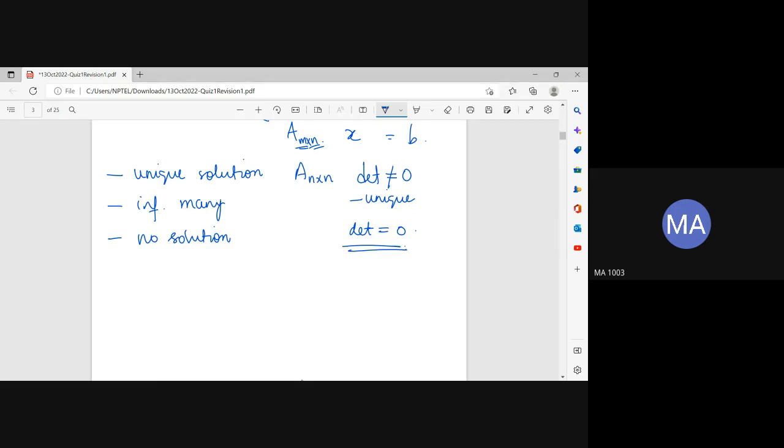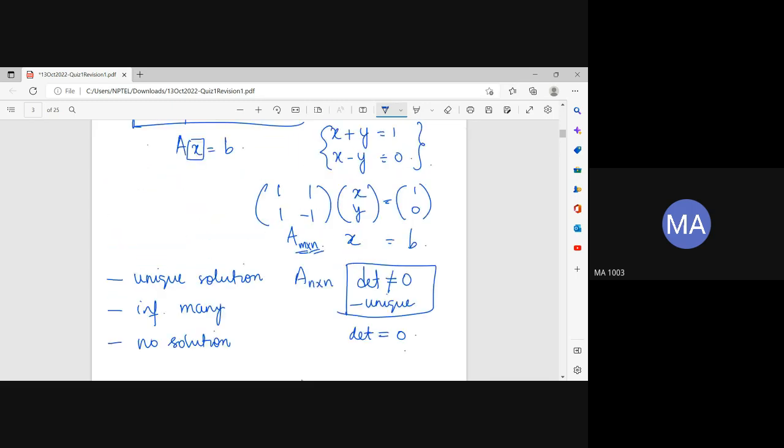So this just eliminates one of the three. It just eliminates the unique solution case. But when the determinant is not equal to 0, we always know that there is a unique solution. Can you tell me what that solution will be? A inverse B. So x is equal to A inverse B.